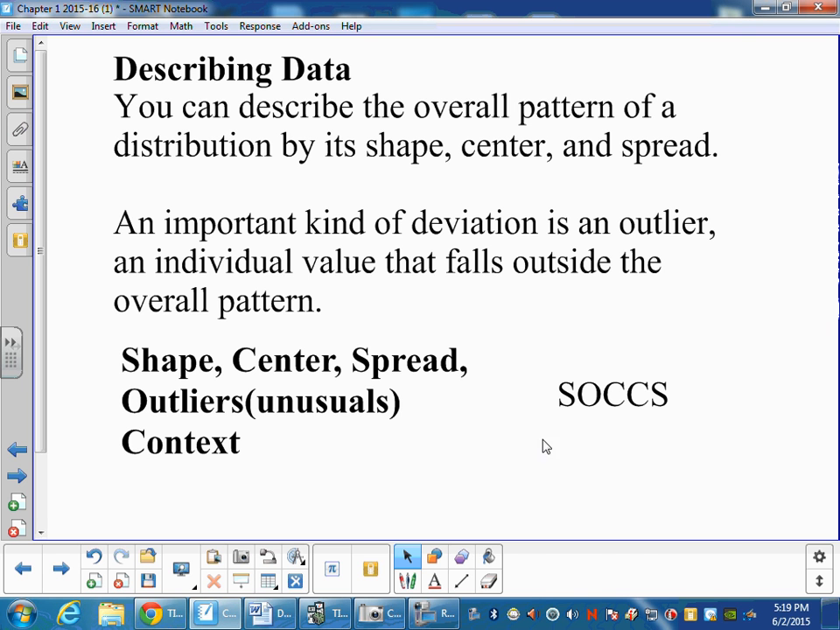So this is a short way to remember it by using the word SOCS. Notice that there's two C's. It's shape, center, spread, outliers, and you want to make sure that it's in context. So those are the two C's. We'll talk about each of these as we go along. But context is we just want to write it in the context of the problem using the real world terminology that they have.